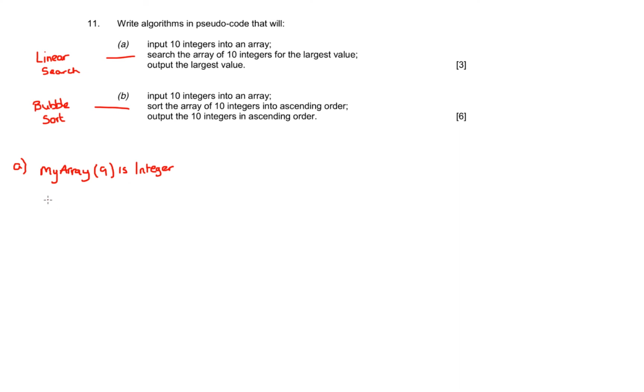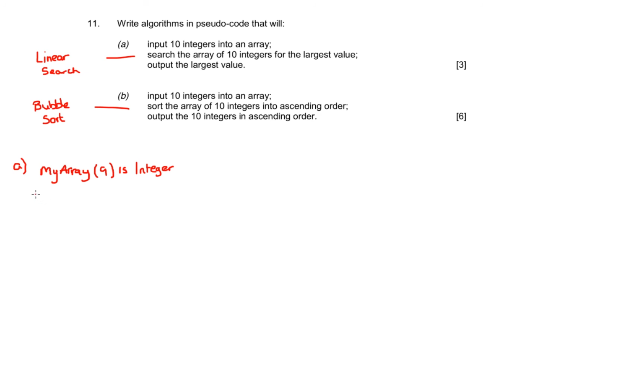So all I'm going to do in my pseudocode is declare an array. I know it's exactly 10 integers, so I can put my array 9 is integer. That declares a single array with 10 integers inside it. And they're all blank at the minute. Then I can do a for loop because I know specifically how big my array is. I can loop exactly to that size.